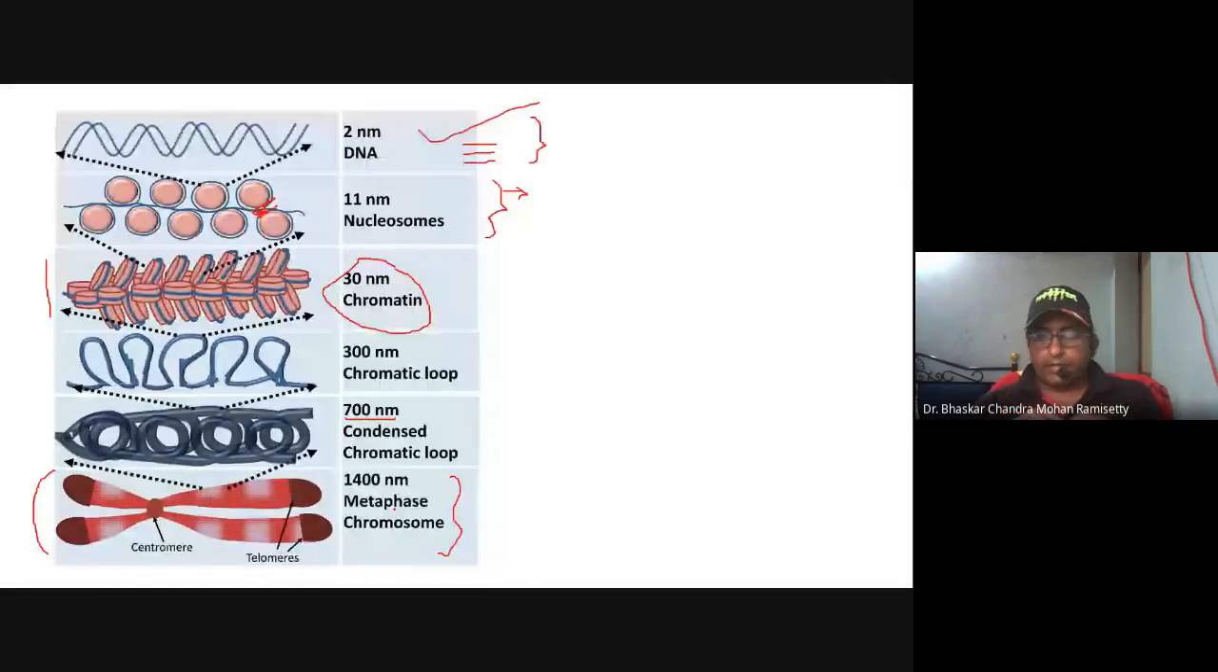We have 23 different chromosomes. We have 2 sets of them, so we have 46 chromosomes in each of our cells, except in red blood cells. And in megakaryocytes, you have many more. The majority of our cells are diploid, so we have 2 sets, one inherited from our father, one from the mother.